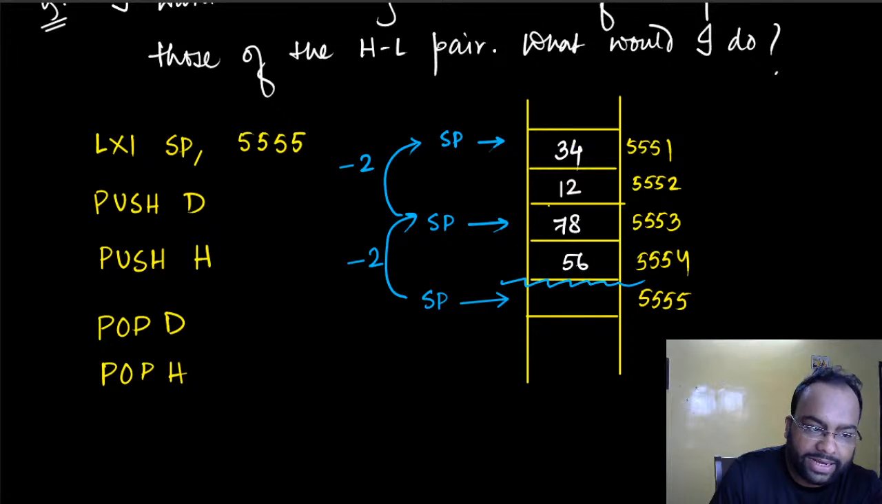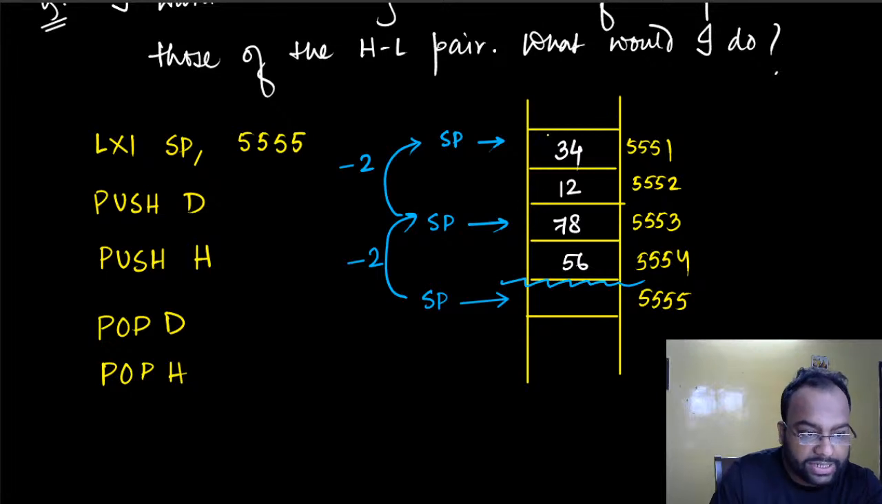Pop D would basically take the value from the top of the stack. Again, any pop instruction would take the values from the top of the stack and pop it into the register pair. So these values will now be popped into the register pair DE. So the register pair DE would now get a value of 1, 2, 3, 4, which was originally the value of the register pair HL.